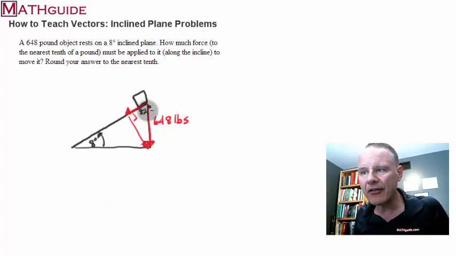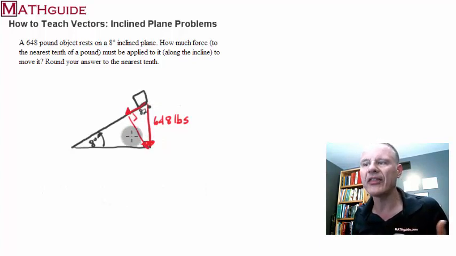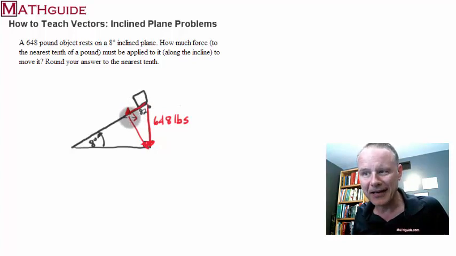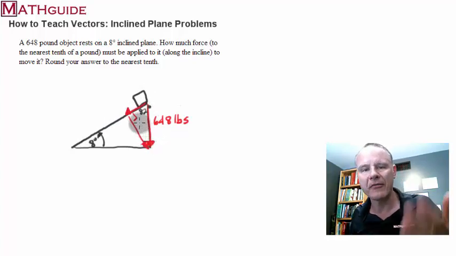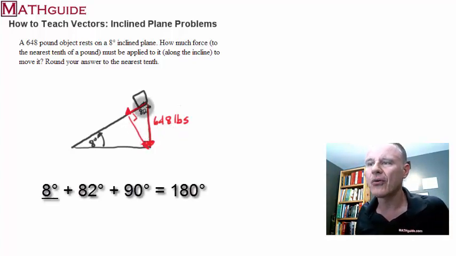Now really I have another right triangle embedded within this diagram. If these two vectors are at right angles, they're perpendicular, right? One's flowing down the incline, one's perpendicular to the incline. I now want to figure out what this angle is. Again, those three angles have to sum to 180 degrees. I've got 90 there, so these two angles over here have to add up to 90 degrees also. So this has to be 8 degrees.